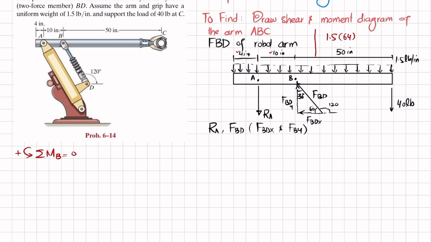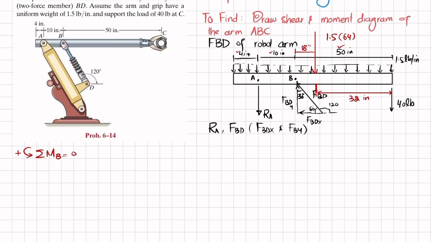So it will act at the half of this. For example, this is the half. So this distance will be 64 divided by 2, which is equal to 32 inch. Now you can see this is 50, so the remaining distance will be equal to 18 inch. Clear?